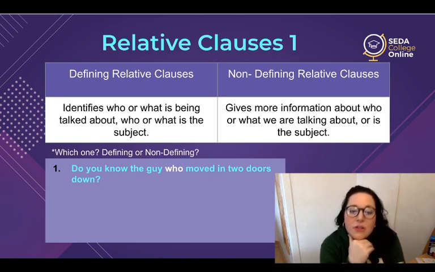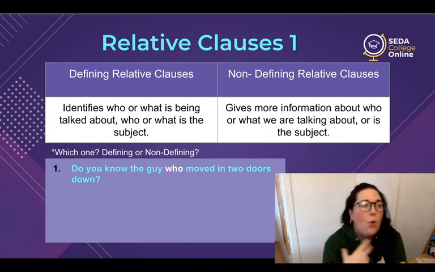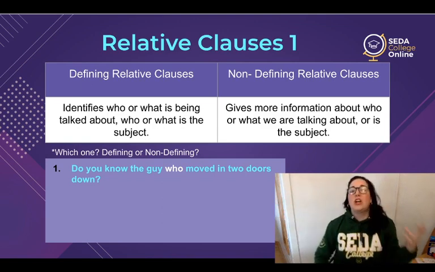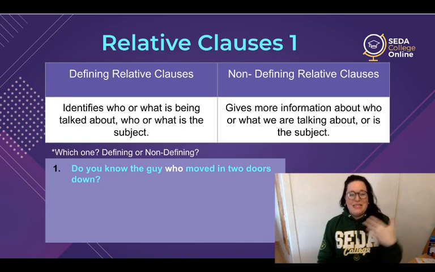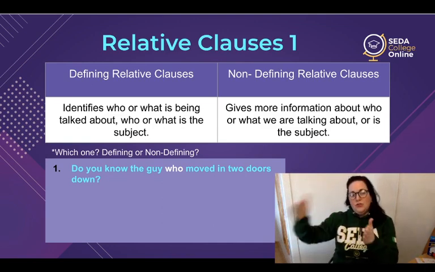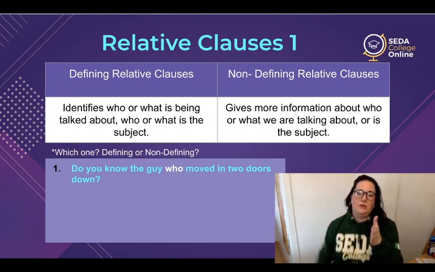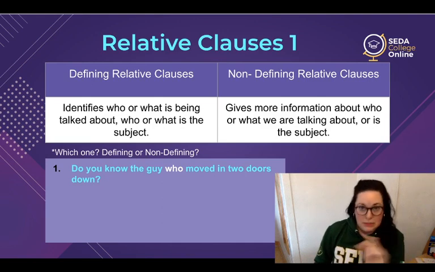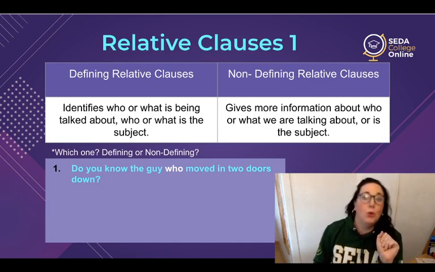All right. Do you know the guy who moved in 2 doors down? So imagine you live in an apartment or a house and you're talking to a neighbor, or even a roommate, about 2 doors away from your house. You see that somebody new has moved in 2 doors away, okay? Do you know the guy who moved in 2 doors down? Maybe we're asking because he's causing some problems, so we need to know who he is and what is going on.